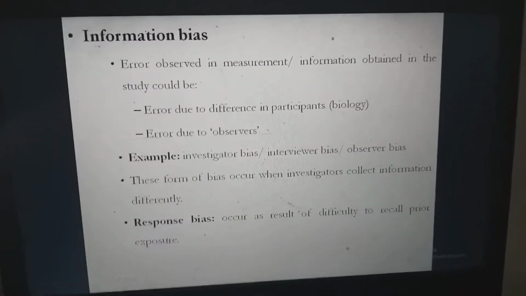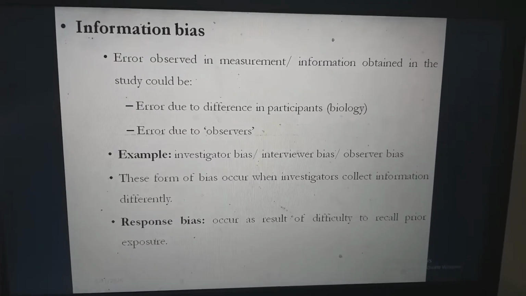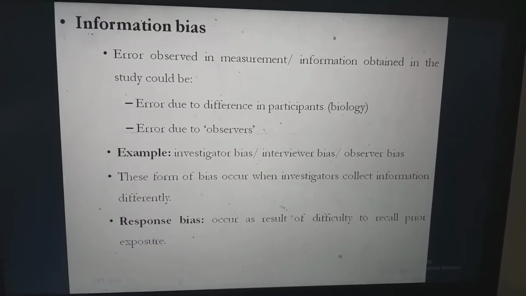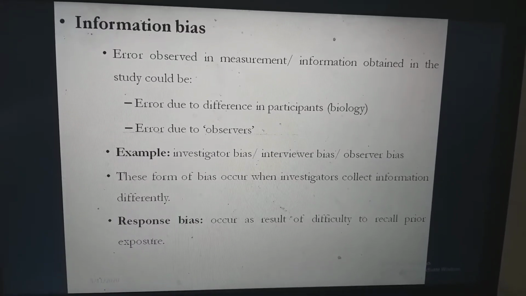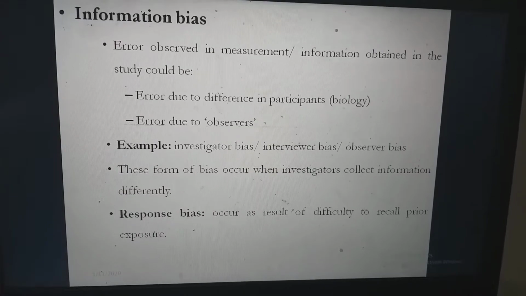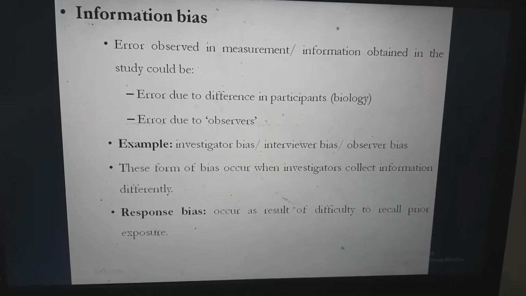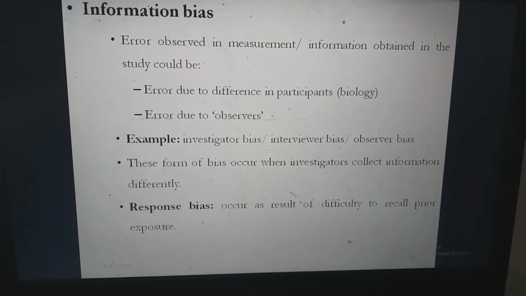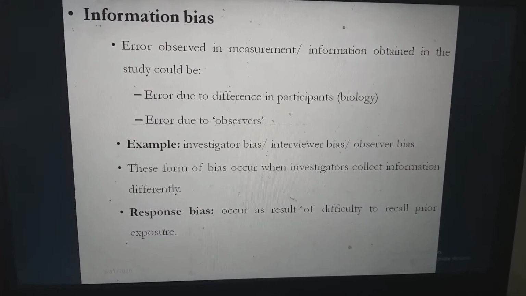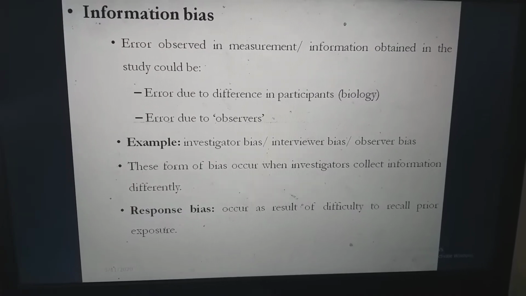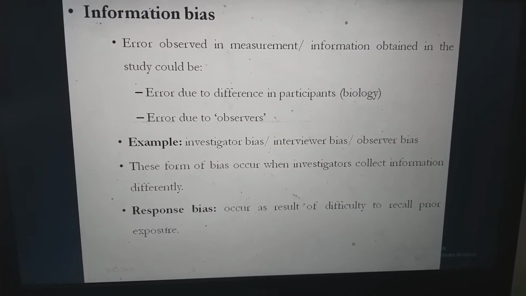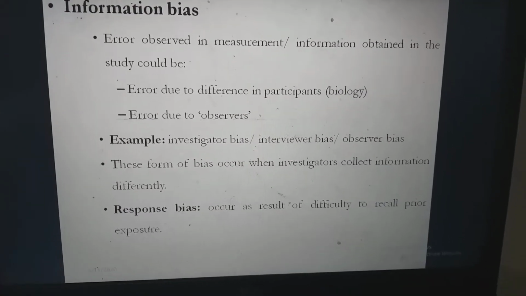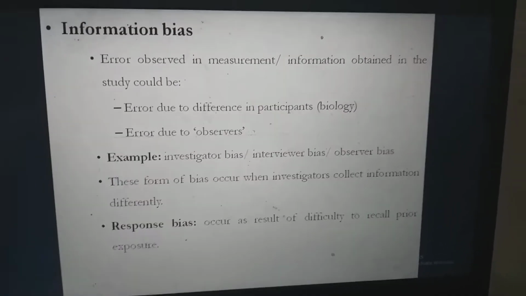The other is information bias. Information bias means simply error in measurement or information obtained in the study, which could be due to differences in participants' biology or error due to observers. Examples are investigator bias, interviewer bias, or observer bias. These forms of bias occur when investigators collect information differently. The other is response bias. Response bias occurs as a result of difficulty recalling or remembering prior exposure.